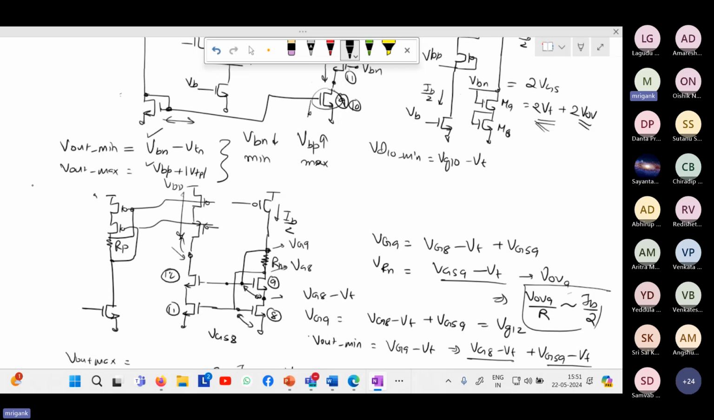Or even in the distortion analysis that you're doing, you will be able to see that it can operate for higher peak-to-peak output voltage swing without distortion. Any question before we proceed further?